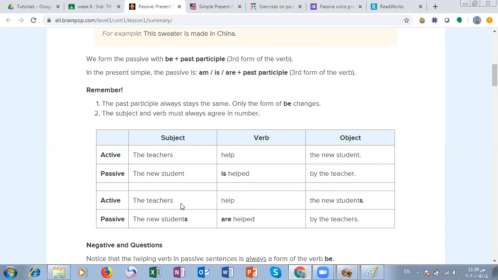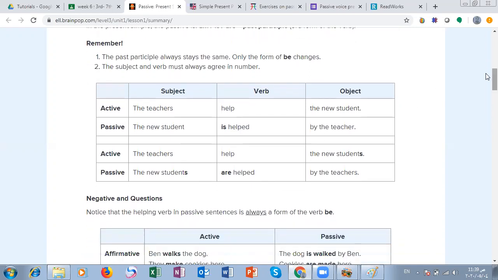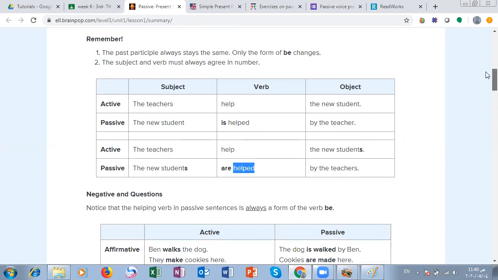Let's see more examples. The teachers, here is the subject, help, the verb, the new students, the object. So the teachers help the new students. We need to change it into the passive. Let's start with the object. What is the object? The new students. The new students is singular or plural? Plural. So the new students are helped by the teachers.